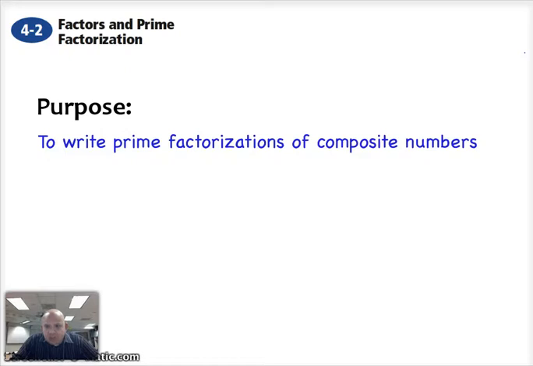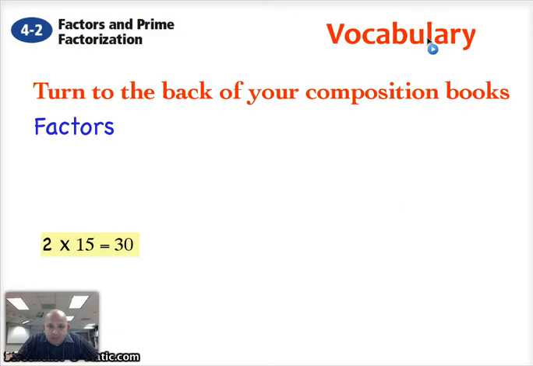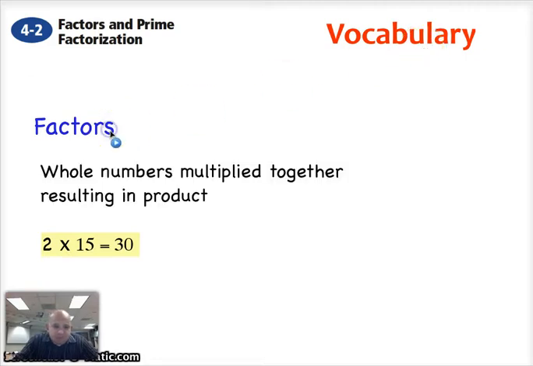Before we look at the examples, we're going to go ahead and take a look at the vocabulary terms that we need to jot down. So go ahead and turn to the back of your composition books in order to write the terms and their definitions. The first term is factors. Factors are whole numbers multiplied together, resulting in a product.